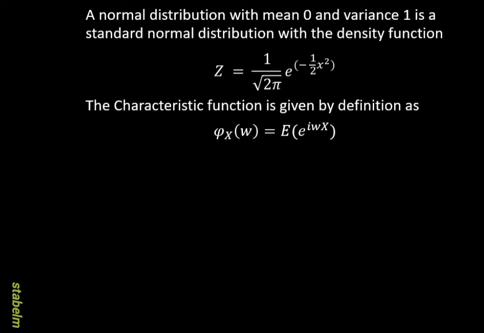Now this exponential raised to power iota w x is a complex quantity, and we can break it down to make it trigonometric. We have e raised to iota w x equals cos w x plus i sine w x. So we expand this, but outside here we have this expected value. Using this expected value to multiply this expansion, we have the expected value of cos w x plus, since we have an imaginary part here, we take it outside, the expected value of sine w x.